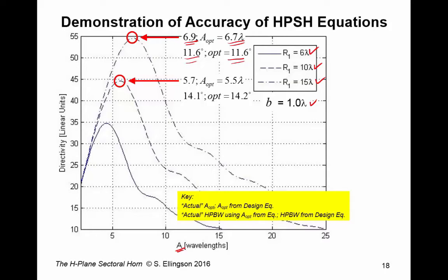Similarly, for a horn which is 10 wavelengths, the actual optimum value of A is 5.7 wavelengths. We get 5.5 wavelengths from our equations. Half-power beam width is actually 14.1 degrees. Our equations give us 14.2 degrees. And then finally for R1 equals 6 wavelengths, the optimal value of A is 4.4 wavelengths. Our equations give us 4.2 wavelengths. Half-power beam width, 18.2 degrees in the H-plane. We get from our equations 18.6 degrees in the H-plane. So these design equations are quite safe to use in this regime of possible values.